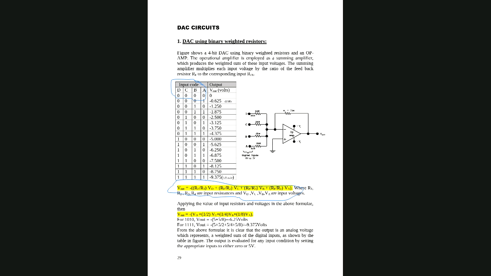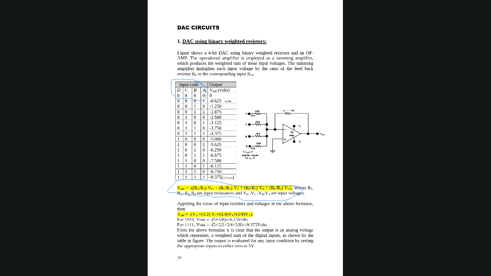let me just solve this equation. RF over R1: what is RF? RF is 1 and R1 is 1, times VD. Plus RF over R2, where R2 is 2, times VC, plus 1 over R3, where R3 is 4, times VB, plus 1 over R4, where R4 is 8, for the LSB, times VA. Clear, everybody? This is the equation, same as the summing amplifier, and we got it.